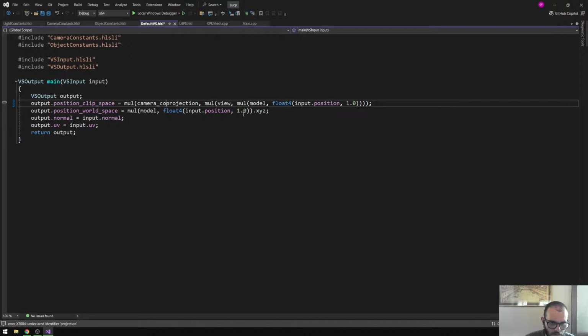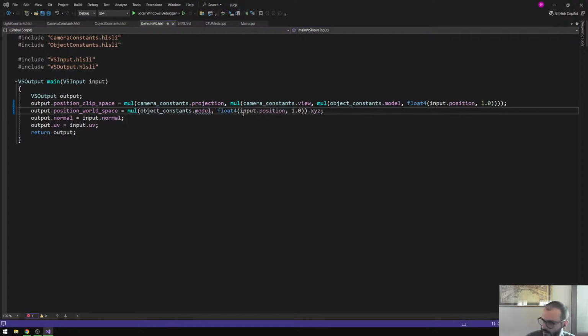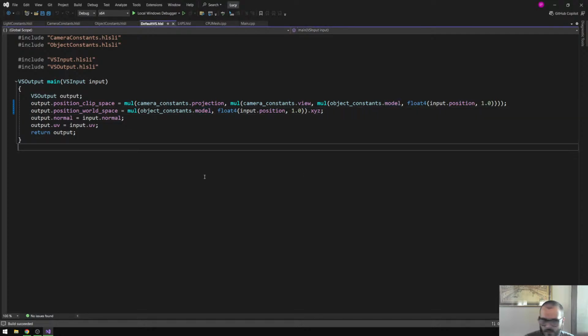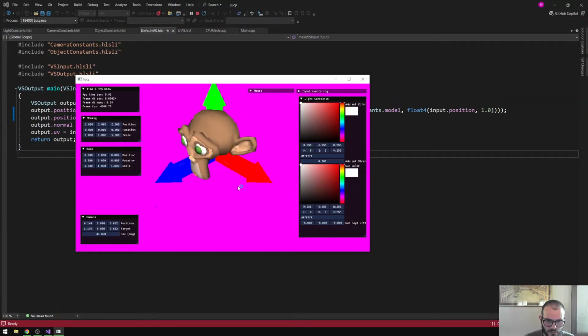Camera constants, the projection, the view, here object constants dot the model. So okay, if we do this, it's the same.